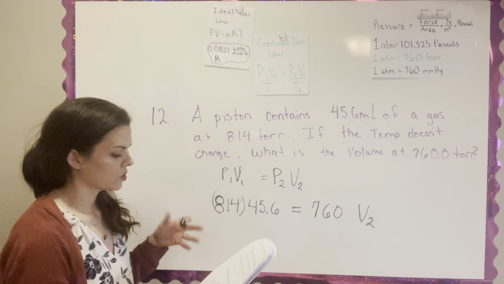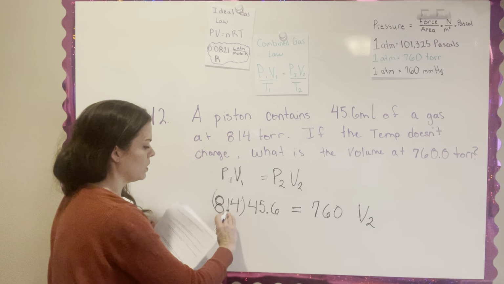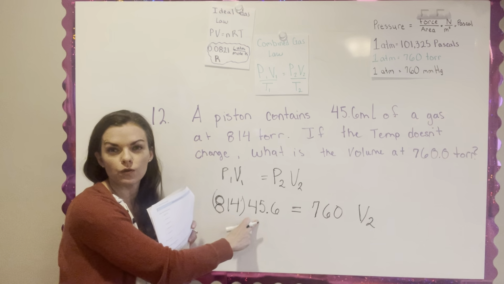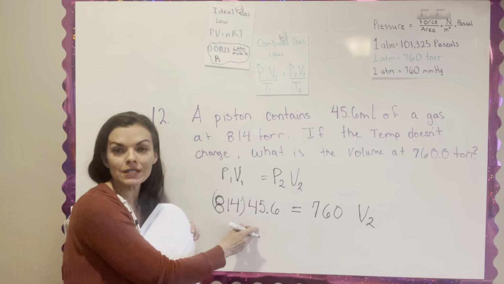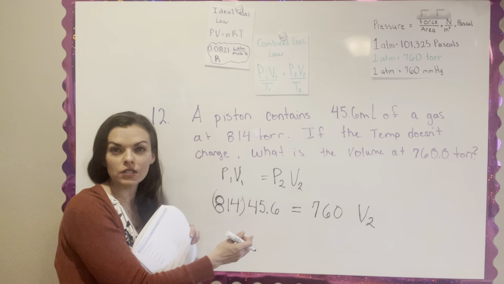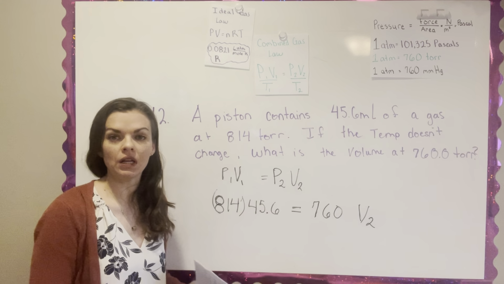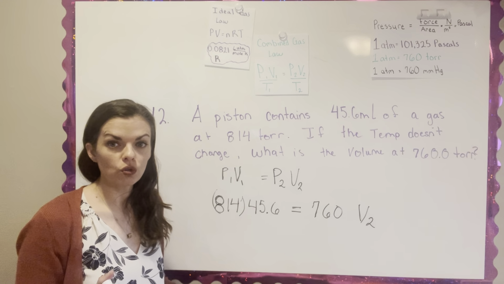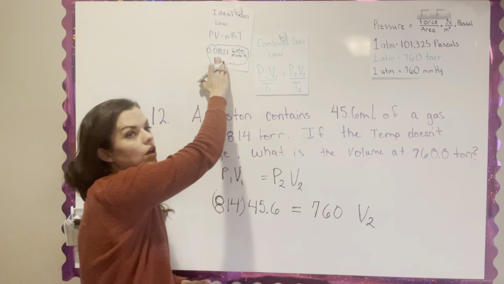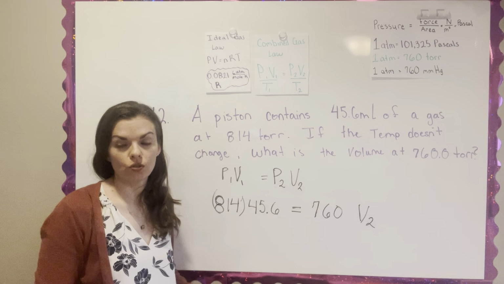And so we're just going to solve this through. You would do 814 times 45.6. You can leave this in milliliters. You don't have to convert it to liters, just if you leave it in milliliters. Now, don't get that confused with the ideal gas law, this one that you have to use liters on.